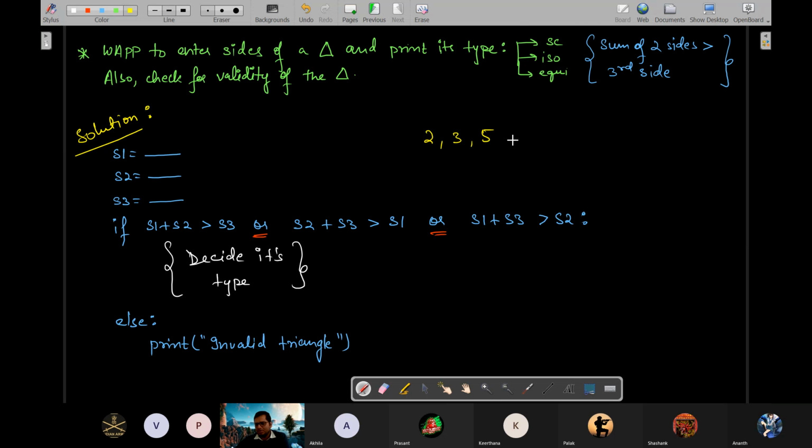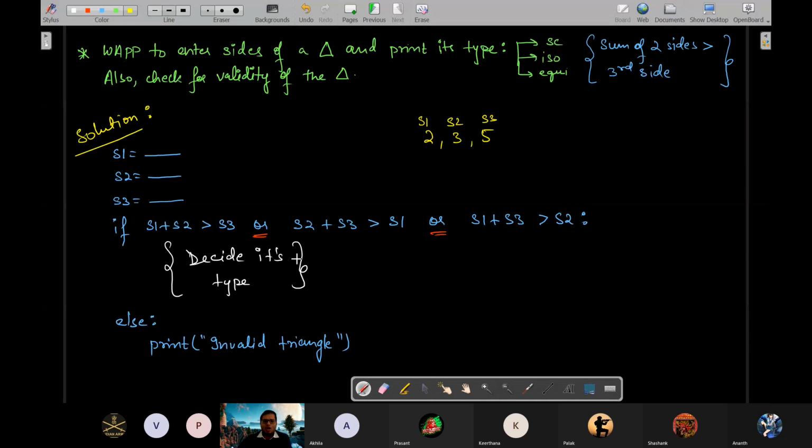कोई भी यूनिट हो, मीटर हो, सेंटीमीटर हो, डजंट मैटर, मिलीमीटर हो. 2 units, 3 units and 5 units. नहीं, क्यों? 2 plus 3 5 होगा, 5 is equal to 5. Right. So S1 plus S2 is not greater than S3.